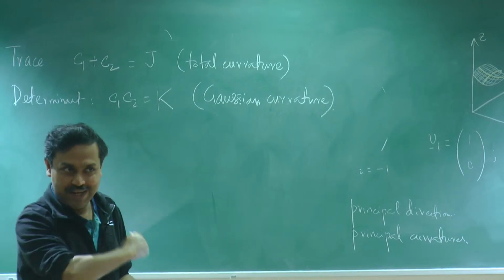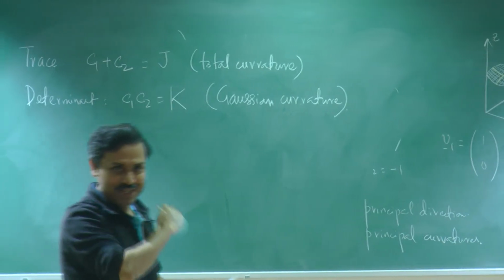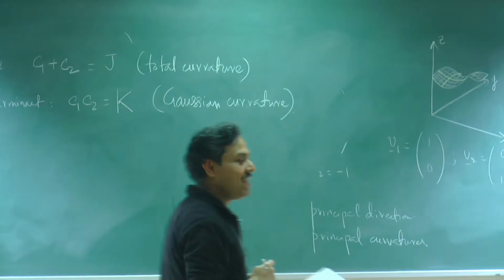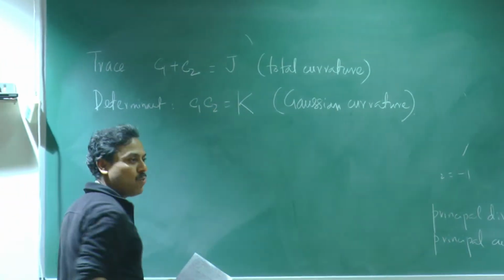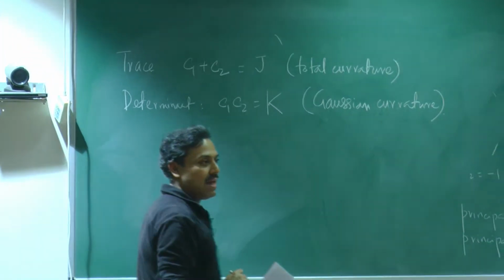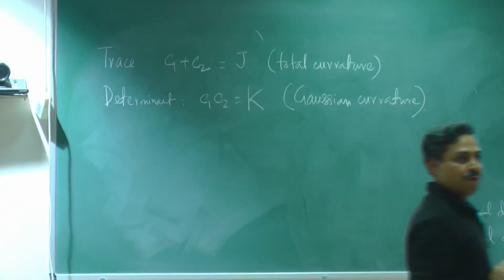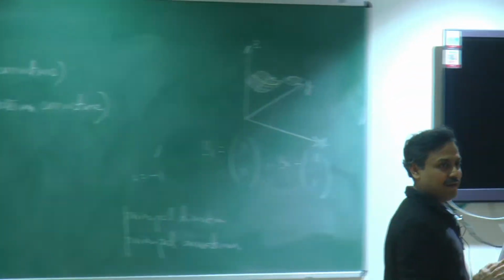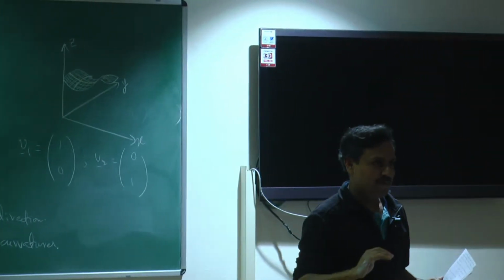I said, let's look at the invariants, because I know that the invariants are the trace and the determinant, and the trace and the determinant are going to give me two quantities which I'm going to define as the total curvature and the Gaussian curvature. And this gives me a very nice first-hand understanding of what this is.